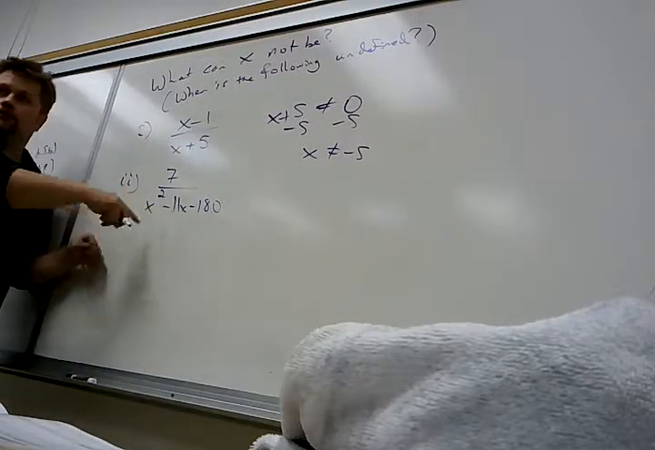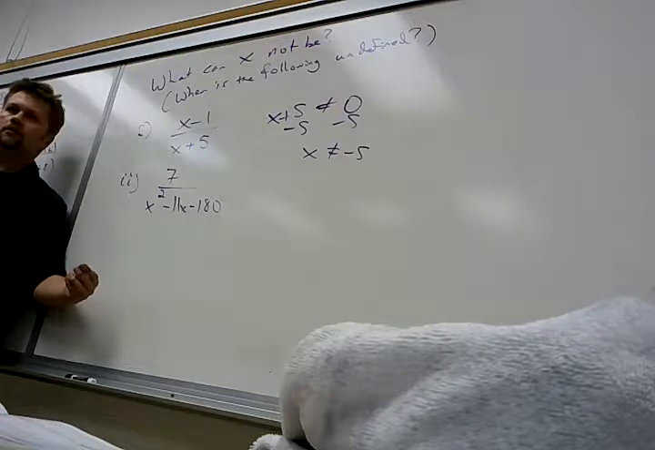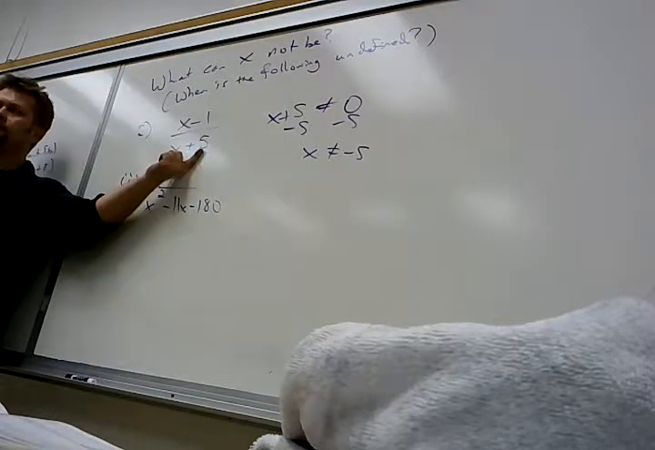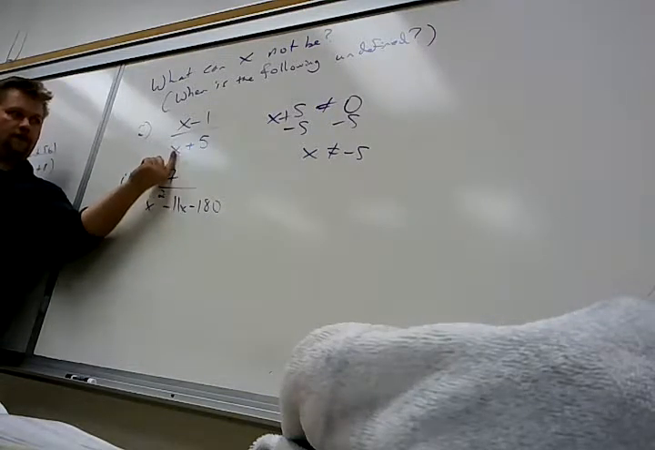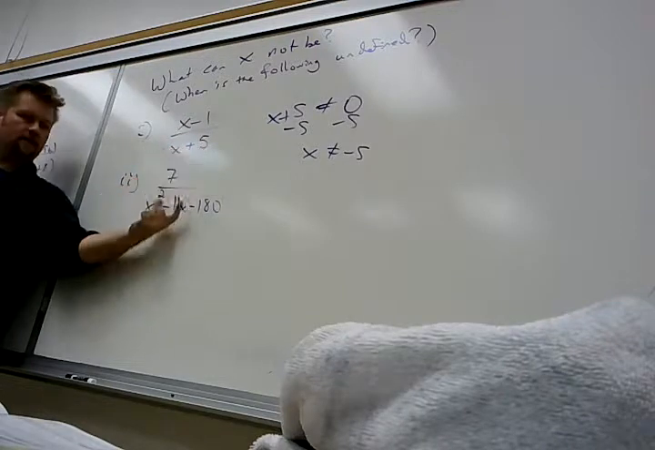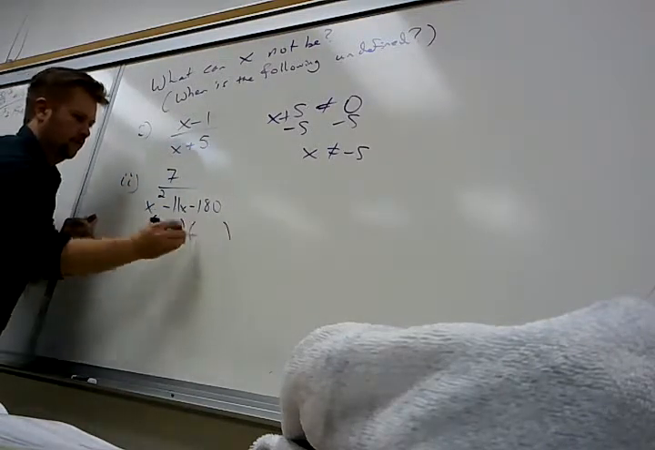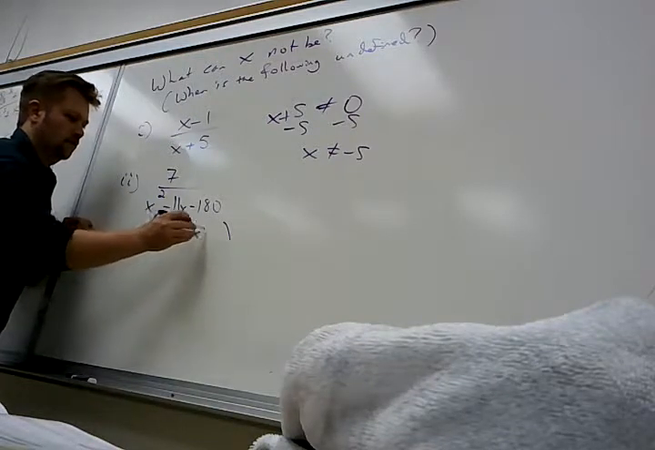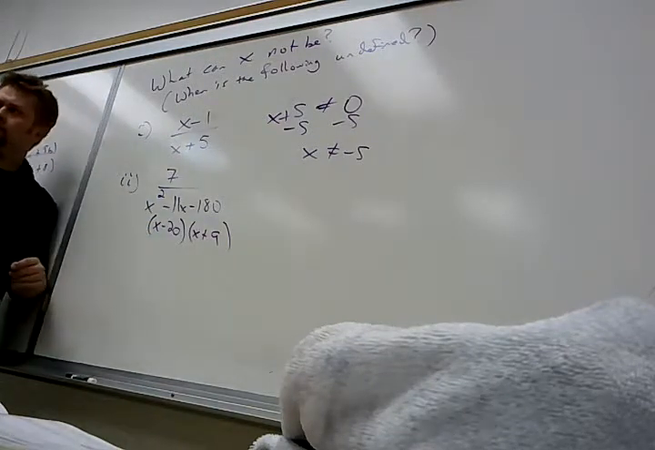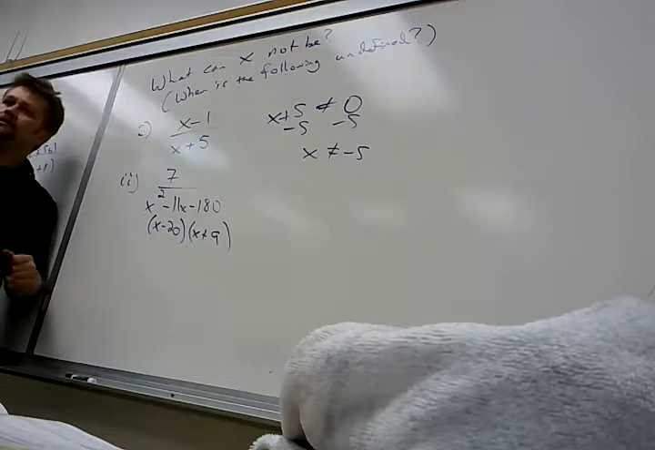So why did you factor the bottom though? If it looks like this, it's easy, isn't it? Because if -5 plus 5 makes 0, I can just see it. This one is hiding two answers in it. So if I factor it, x minus 20, x plus 9. Now you see why we did section 6.5.